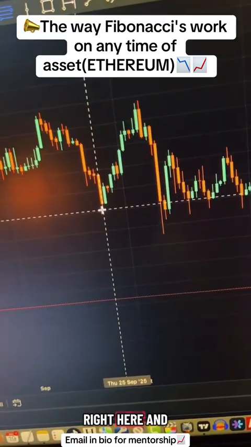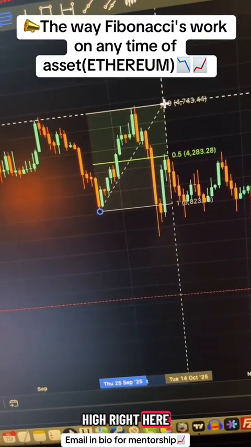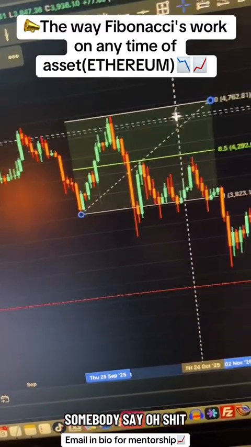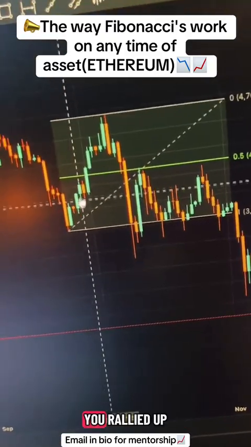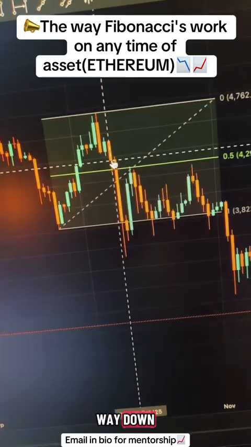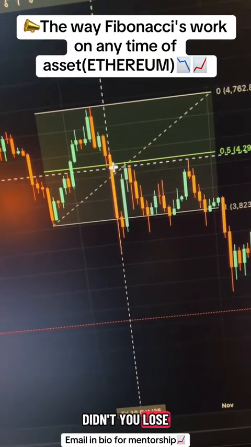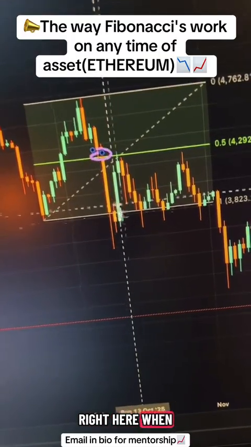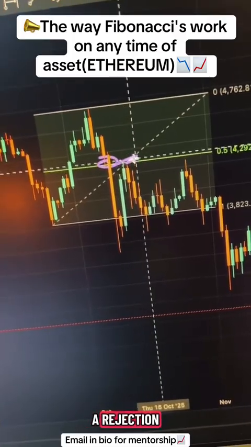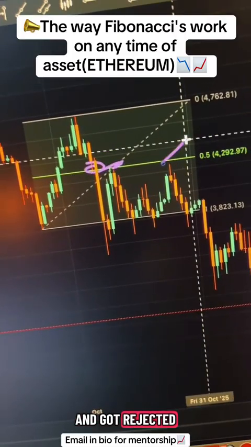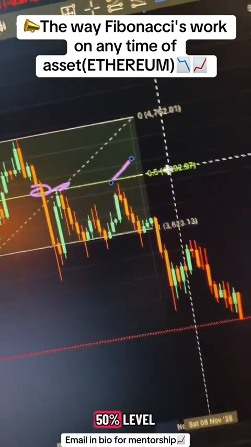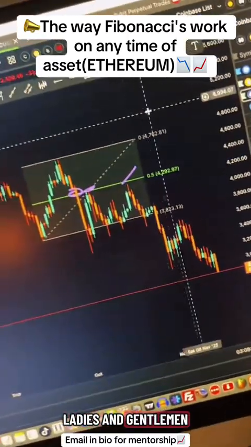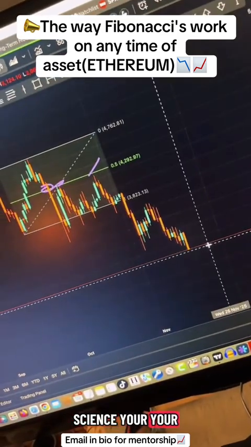Oh, I can tell you why. You see this low right here? And you see this high right here? Look what happens. Somebody say, oh shit. You rallied up here on the way down. Look what happened right here. Didn't you lose the 50% level right here? When you came back up, wasn't it a rejection? Came back up and got rejected. If you get rejected at the 50% level, guess what's going to happen, ladies and gentlemen? It's not rocket science. Your asset is going down.